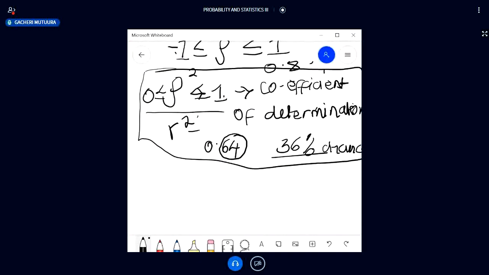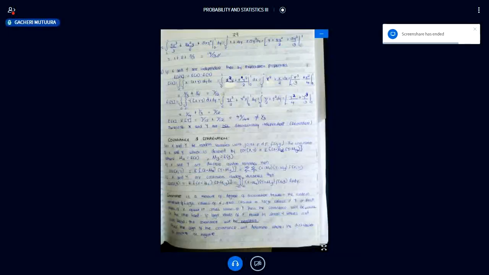So I want us to look at some 2 or 3 examples here.